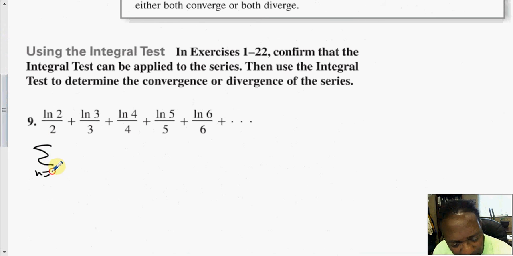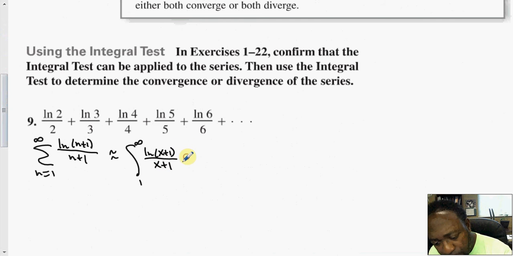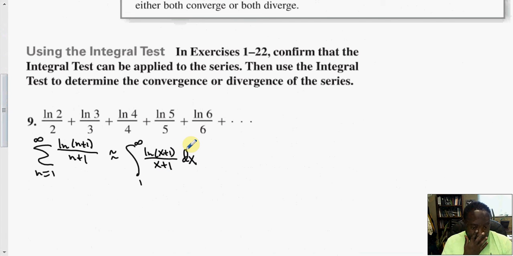So the summation is n goes from 1 to infinity. This looks like the natural log of n plus 1 divided by n plus 1. So here we say this is comparable to the integral from 1 to infinity of the natural log of x plus 1 divided by x plus 1 dx.